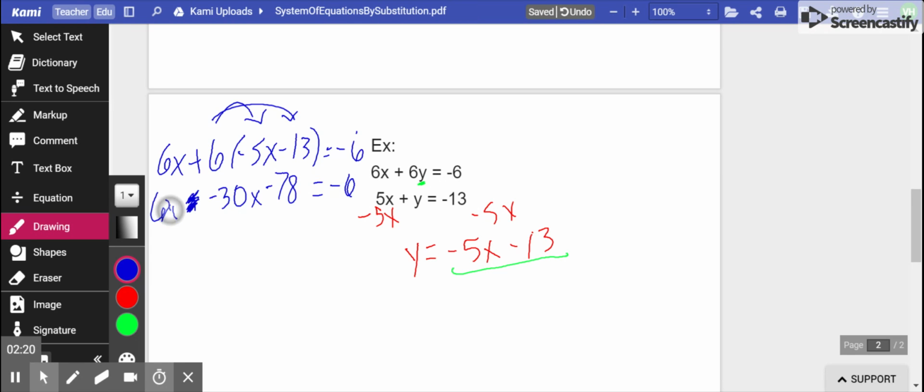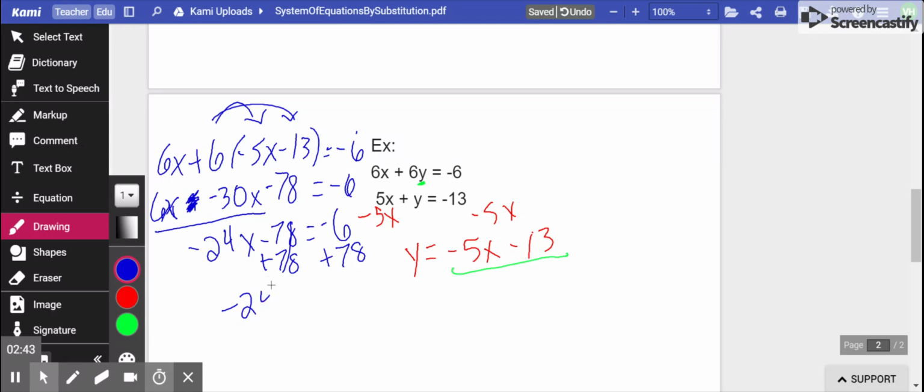As you can see, I have two x values that are on the same side. I'm going to combine those. 6x and negative 30x combined would be negative 24x. I want to get x by itself, so I'm going to get rid of the negative 78 by doing the opposite. Negative 24x equals 72. Divide both sides by negative 24, and I'm going to have an x value of negative 3.